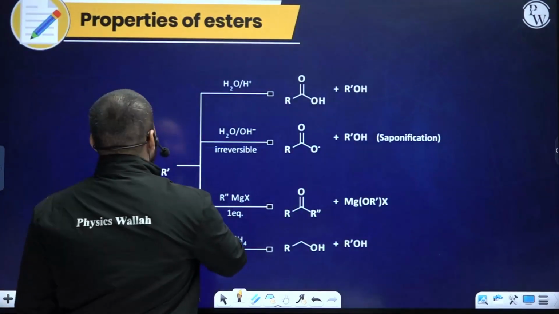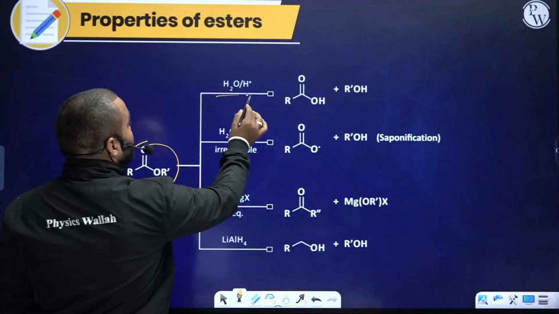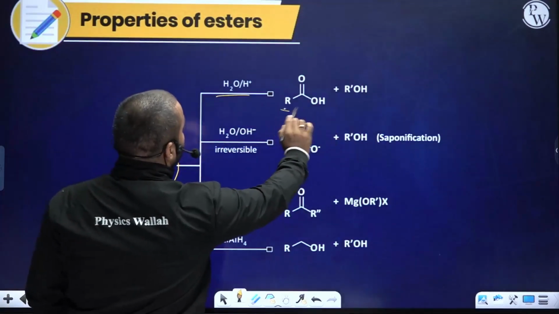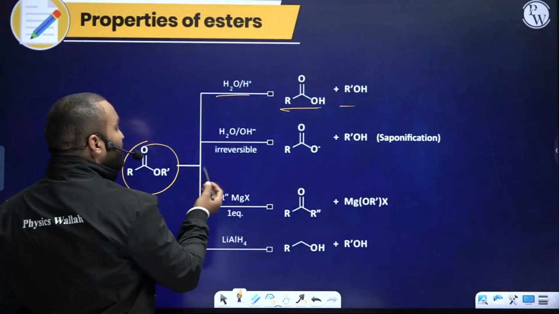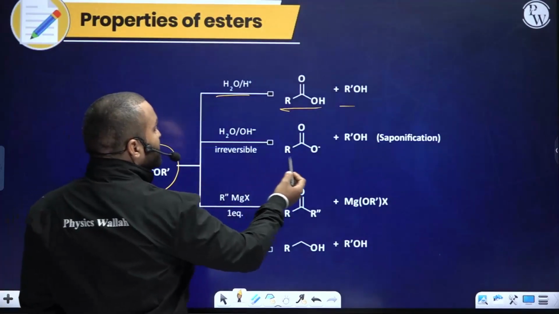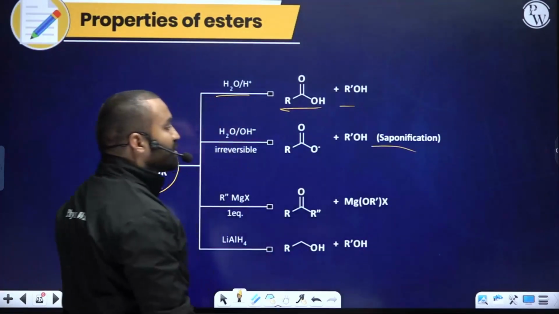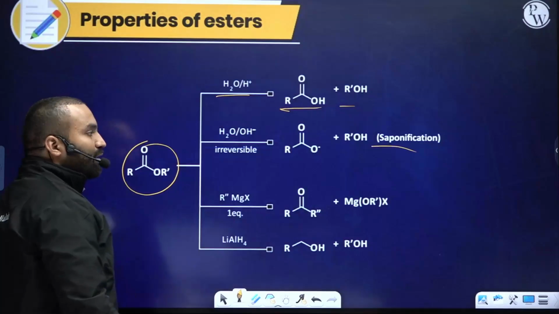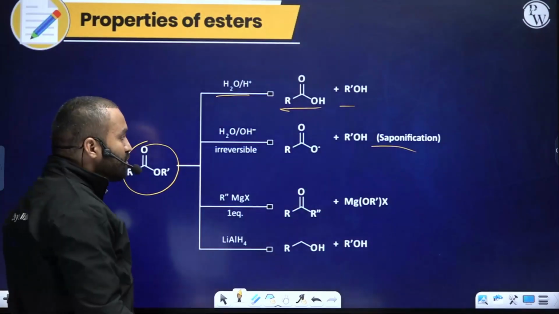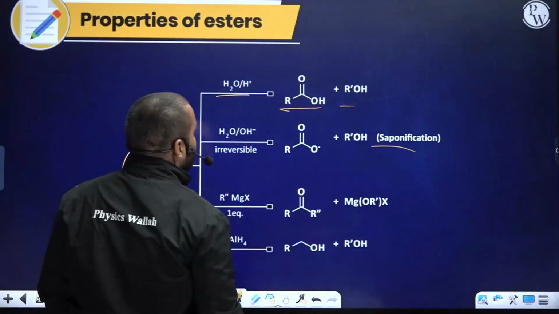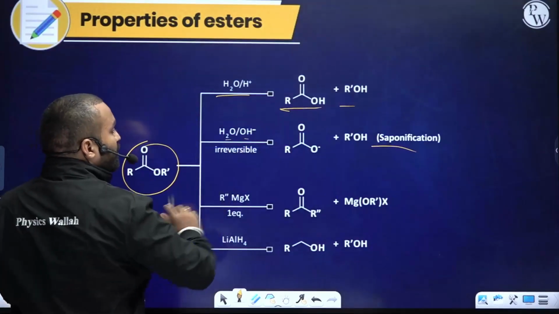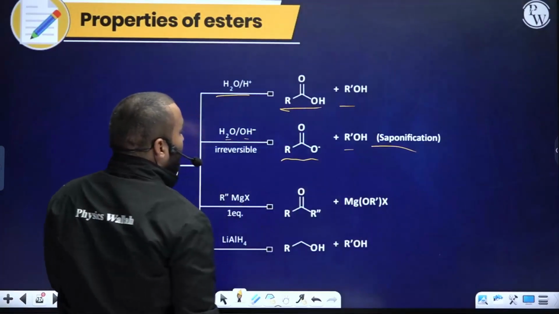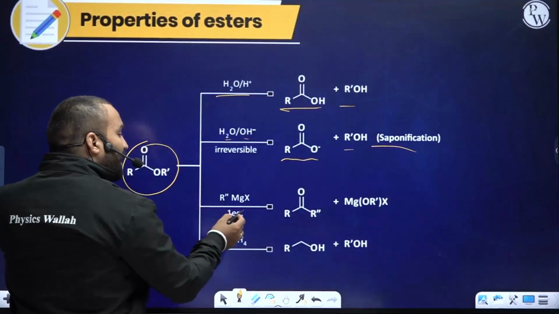So esters, we discussed that they are acid sensitive. They will hydrolyze back to their acid and alcohol. When you treat it with water and OH medium, this is a saponification process. I am sure you must have studied this in your 9th, 10th classes also. Saponification means this ester can be treated with base in the presence of water to obtain acid and alcohol. Then you can react it with RMgX.